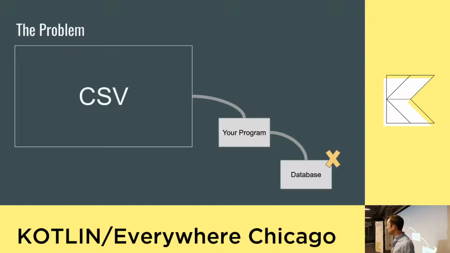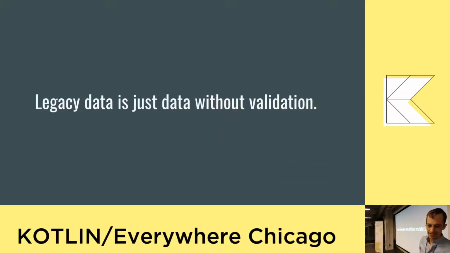We're going to call this legacy data. Michael Feathers, who wrote the book on legacy code, called legacy code code without tests. Well, we're going to refer to legacy data as just data without validation. But dealing with legacy data is going to be harder than dealing with legacy code because more often than not, with legacy code, you can change the code. With legacy data, you're often just provided it.